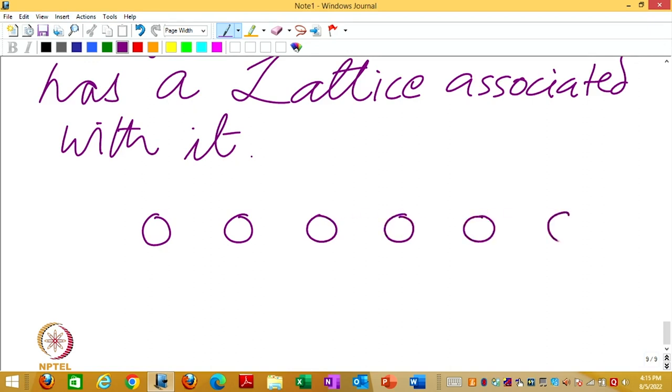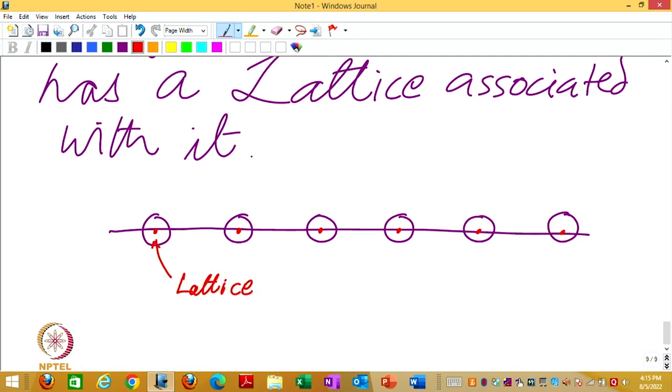If I have a 1D periodic arrangement of atoms, that is a 1-dimensional crystal, but suppose I select the centers of each atom. Then I get a periodic set of points. So, these points form a lattice and these atoms form the crystal.